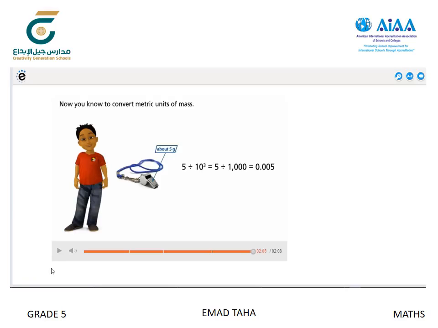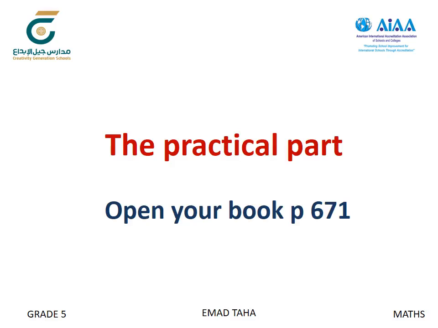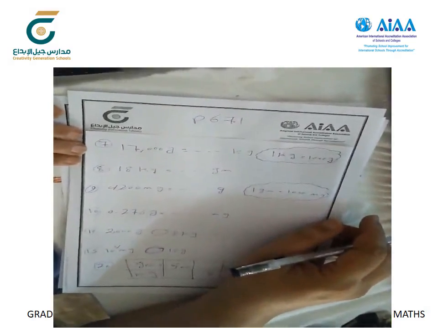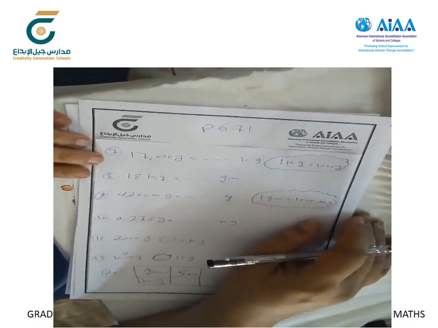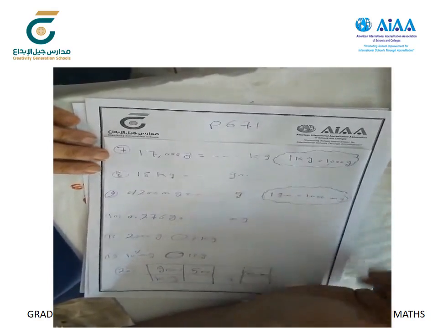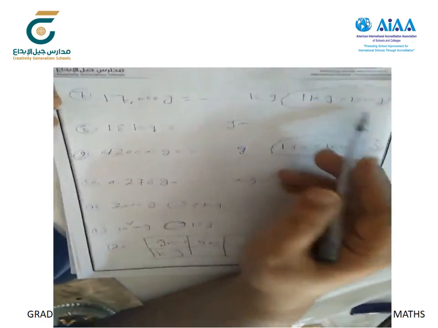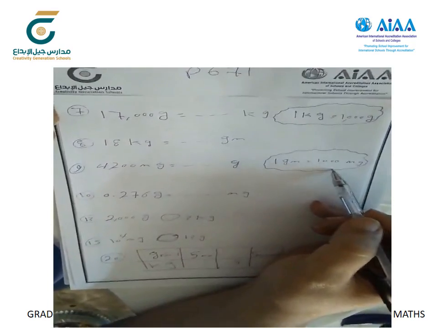Okay, remember that 1 kilogram equals 1000 grams and 1 gram equals 1000 milligrams. Now we move to the practical part. Hi guys, now the practical part. Okay, open your book page 671. Our lesson today is about how to convert metric units of mass. You must remember that 1 kilogram equals 1000 grams and 1 gram equals 1000 milligrams.